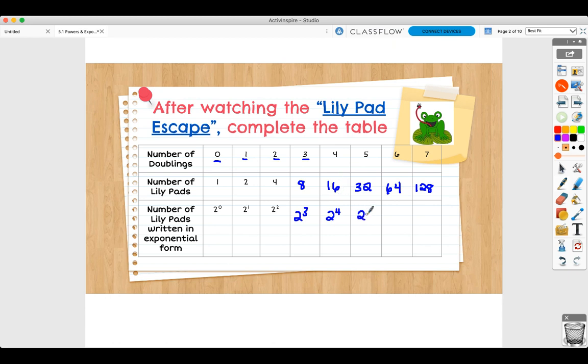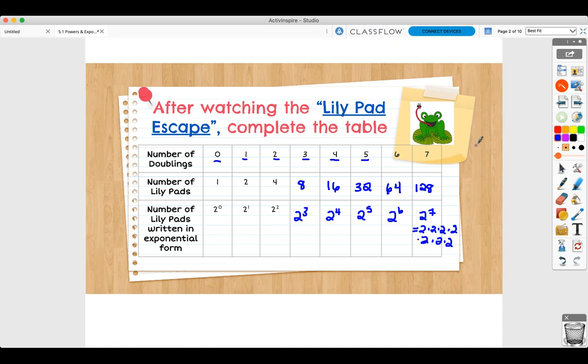Now this would be what? 2 to the 5th, because these are where we're getting our exponents from. And then you're going to have 2 to the 6th, if you notice the pattern. And then 2 to the 7th. So that's all this means: you're multiplying the 2s this many times. It doesn't mean 2 times 7. 2 times 7 is not 128. Written out, it's going to be 2 times 2 times 2 times 2 times 2 times 2 times 2. So you're multiplying 2 seven times.